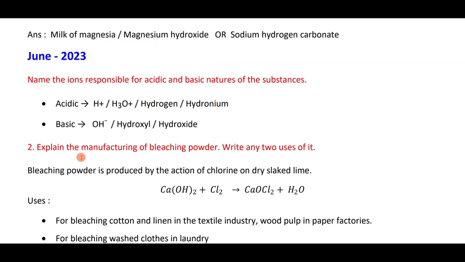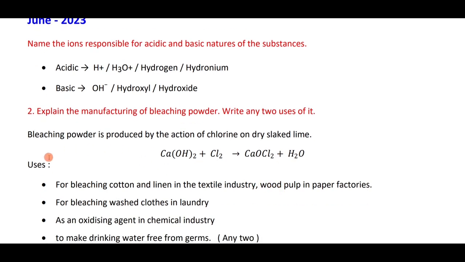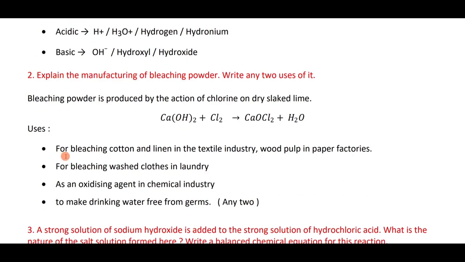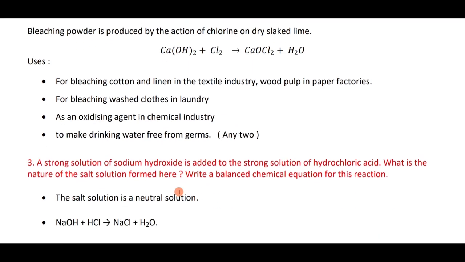Explain the manufacturing of bleaching powder. Write any 2 uses of it. Bleaching powder is produced by the action of chlorine on dry slaked lime. That is Ca(OH)2 plus Cl2 gives CaOCl2 plus H2O. Uses are for bleaching cotton and linen in the textile industry, wood pulp in the paper industry, bleaching washed clothes in laundry, as an oxidizing agent in the chemical industry, and to make drinking water free from germs.